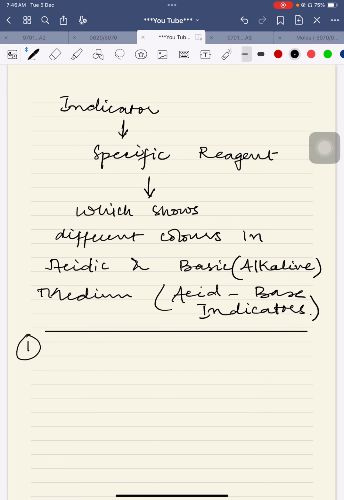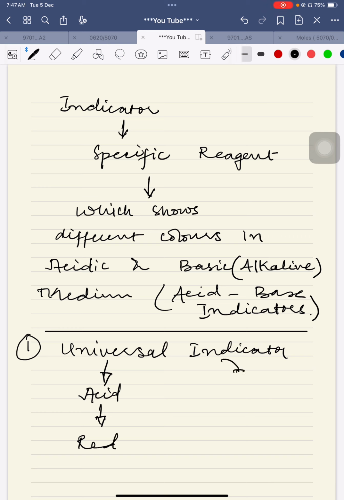So for example, number one is universal indicator. Many of you already know what the color of this universal indicator is in acid and base. In acid we can say it is red in color. And the base, you may say base or alkali as well, because basically we are using it for titration, and in titration a soluble base is used, so that is called blue.